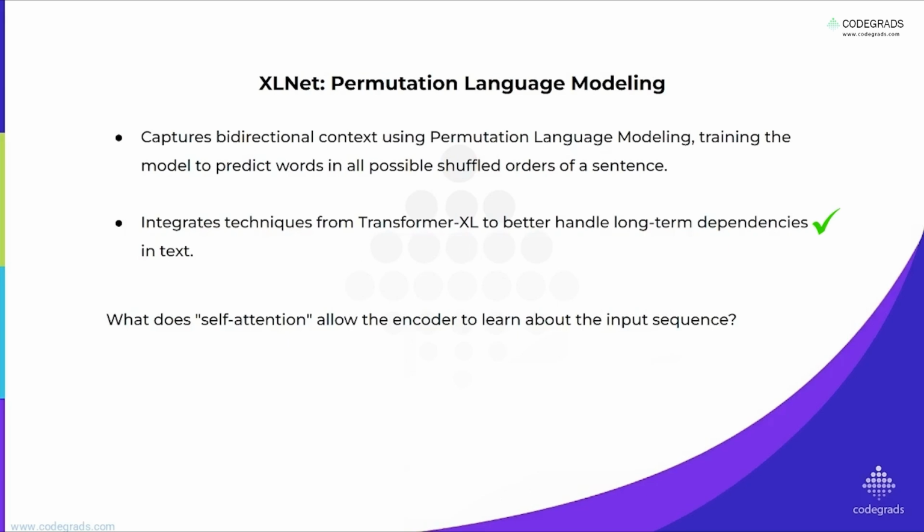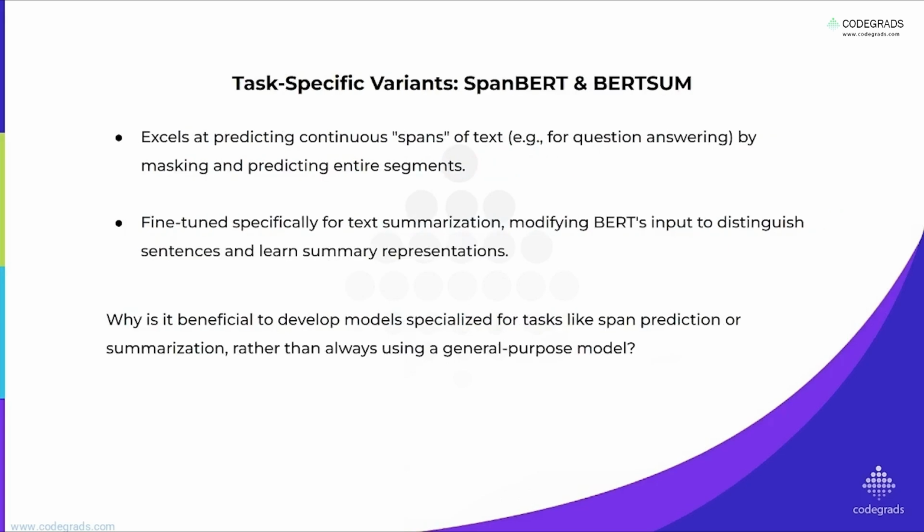So whenever long texts are involved, we generally use XLNet, and it generally remembers the whole conversation in case of long sentences. Now the next one is SpanBERT and BERTSum. SpanBERT predicts continuous spans of text, for example for question answering, by marking and predicting an entire segment. So it improves BERT's understanding of phrases and spans, not just words, and it is better for question answering. It generally enhances phrase-level understanding. If many phrases are involved in our data, then we should go for SpanBERT.